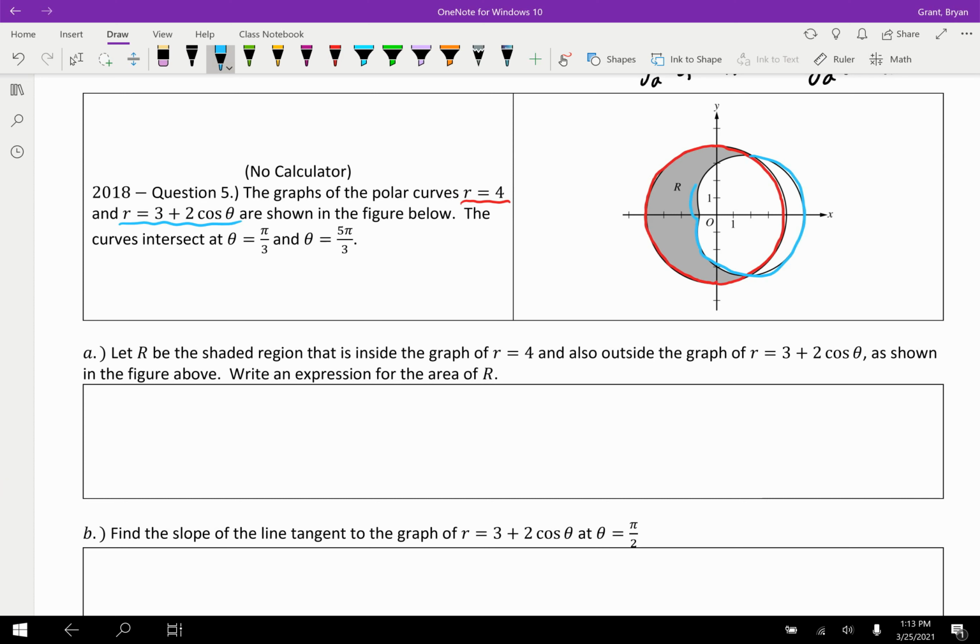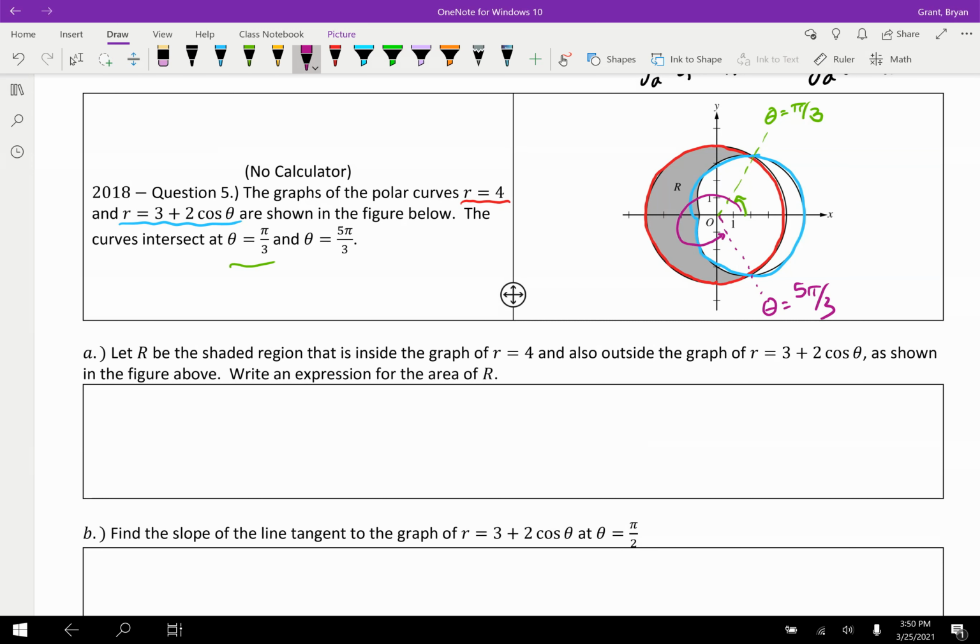All right. Now they're very nice to you, and they told you when these intersect. They intersect at pi over 3. So pi over 3 is this guy right here. And then they also told you that they intersect, and it's kind of a big long guy over here, at 5 pi over 3. Very nice when they do that. If they didn't do that, you would have to set each equation equal to each other, solve and find those, and it's doable, but it's definitely going to save you time if they give it to you.